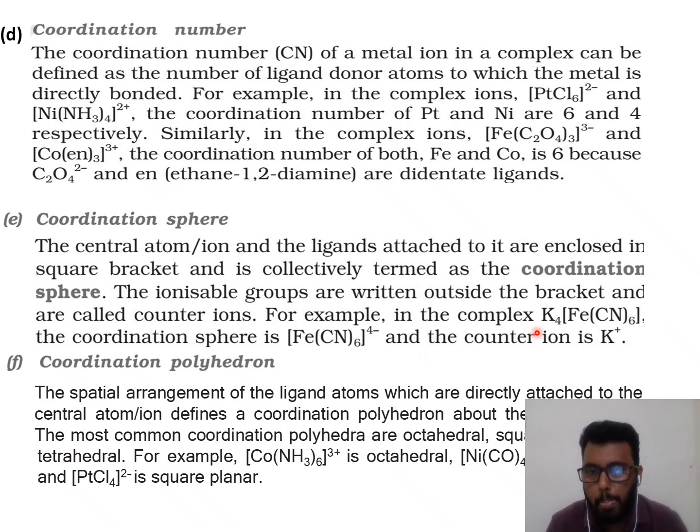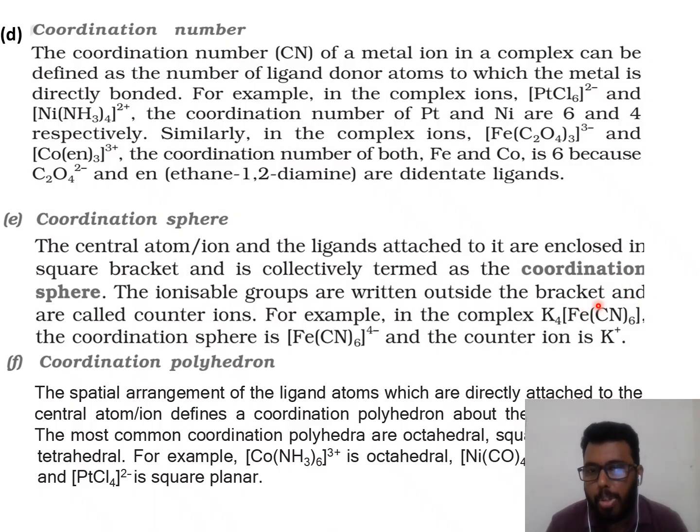For instance, in the complex K4[Fe(CN)6], your coordination sphere will be the one in the square bracket, [Fe(CN)6]. Since the coordination number is 6, the geometry of this complex will be octahedral. And this K4 is the ionizable part, and therefore when you dissolve this complex in water, it will form 4 potassium ions and [Fe(CN)6] 4 minus. The charge of this coordination sphere is 4 minus. As you know, cyanide is a negative ligand, so for 6 cyanides, you get 6 minus.